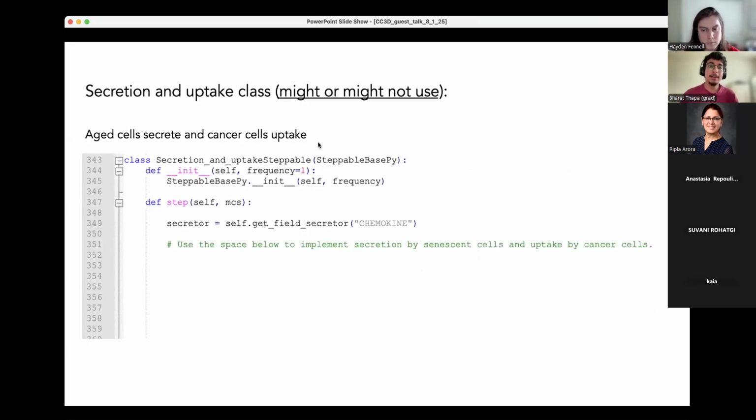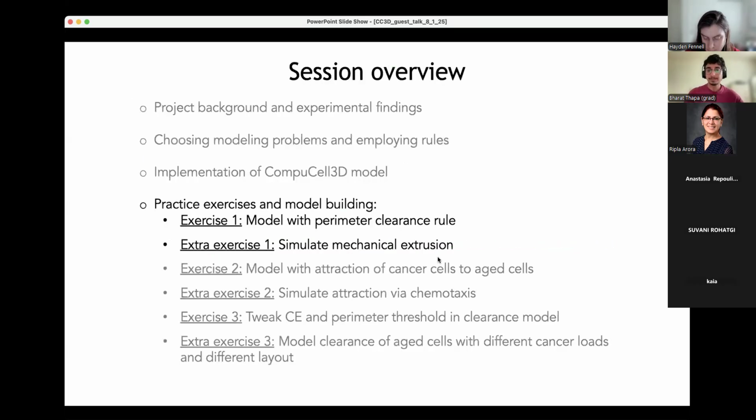And the secretion and uptake class is right here, which we might or might not use. I think we're running a little short. I think we're good. We might use it. We'll see. But it basically just initializes the secretion field called chemokine, which is a fancy term for a cell secreting some molecules. And in one of the additional or extra exercises, you can write your own code to actually make one cell secrete. I've given some instructions in the slide as we move forward.